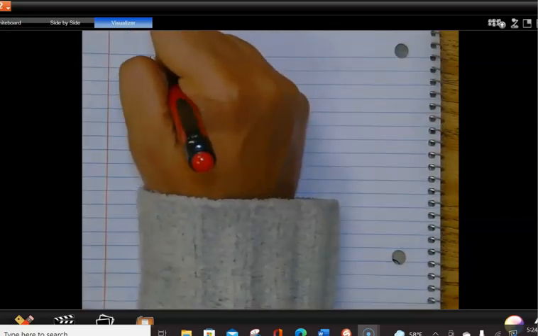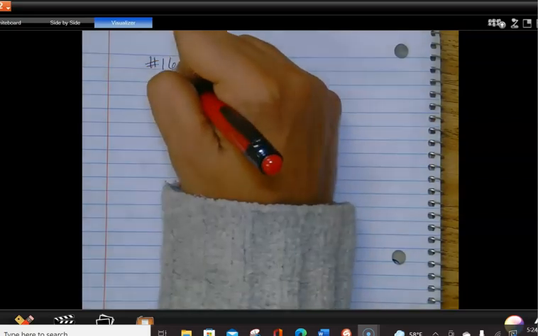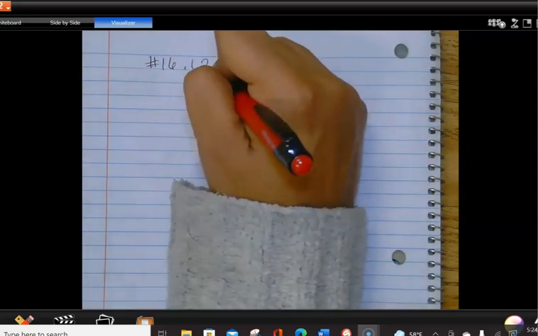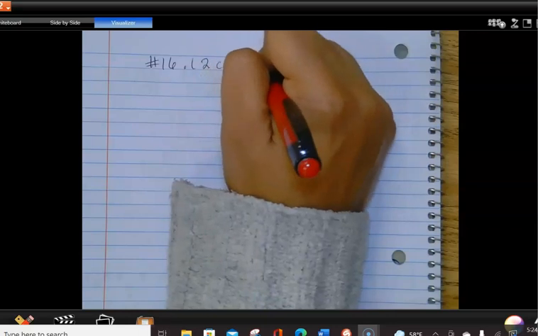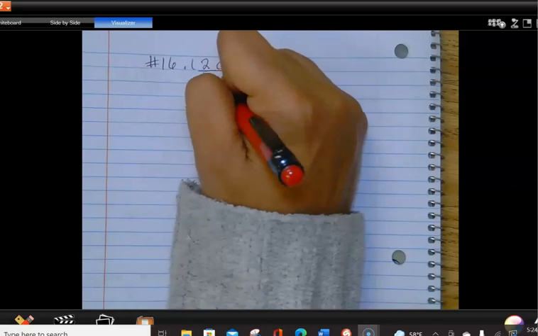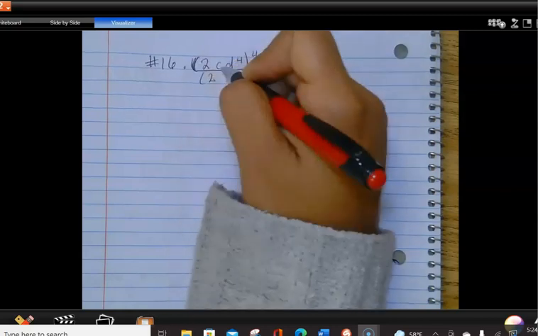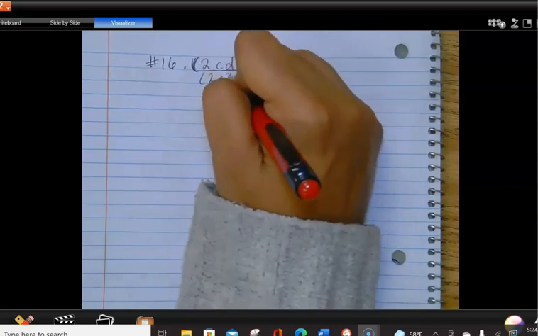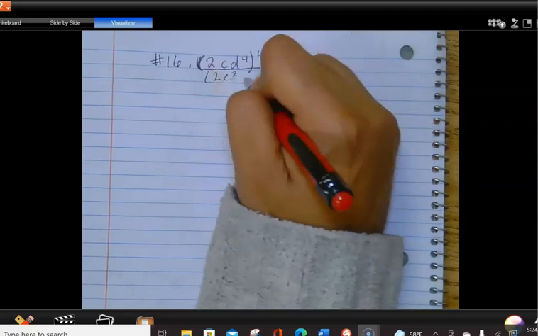So for number 16, I have, make sure that you study this stuff. You go over it, you watch the videos over and over again. 2, we're going to answer parentheses. 2c to the second, d to the third.